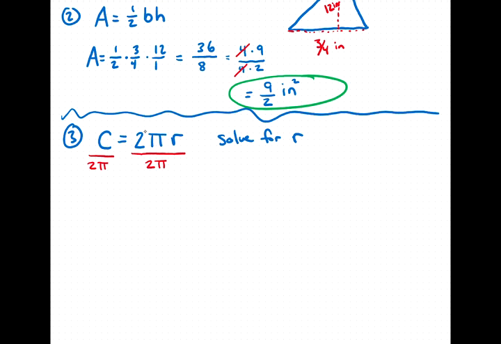So the 2 cancels with the 2, the pi cancels with the pi, and on the right-hand side of the equation, we're left with r by itself. And on the left, we have c divided by 2 pi. It doesn't matter if your r is on the right or the left. This is the same as saying r equals c over 2 pi. Either way.